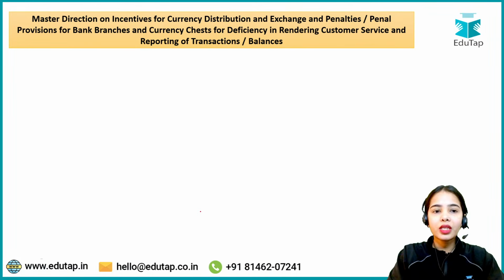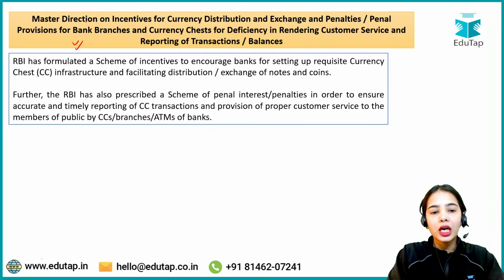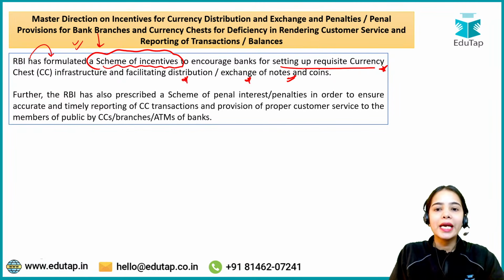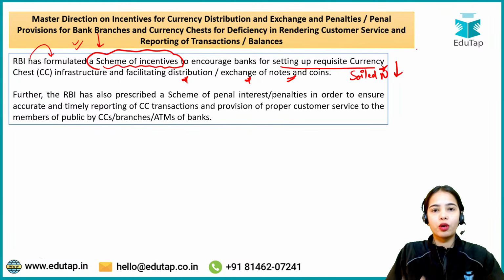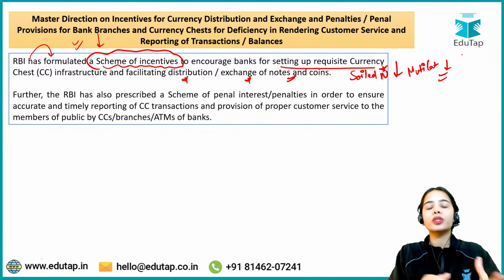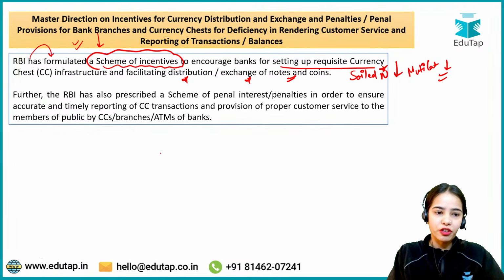Okay. Now, starting with the master action, see, the RBI has formulated, and under this master action, the RBI has provided a scheme of incentives to encourage the banks for setting up requisite currency chest infrastructure and facilitating the distribution and exchange of notes and coins, so that the soiled notes can be reduced from the public domain, as well as the mutilated notes, and the clean notes can be provided to the members of public.